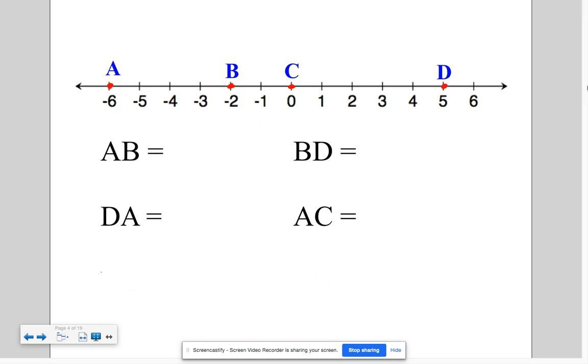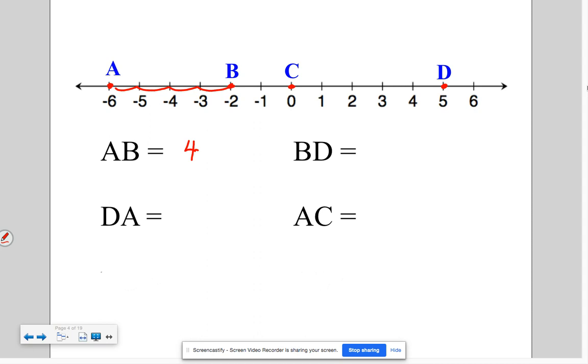A lot of times you can just count the distance, especially if you've got tick marks and you're given whole number coordinates. So in this case, I see that AB is 1, 2, 3, 4. The distance between the two is 4, so AB would equal 4.